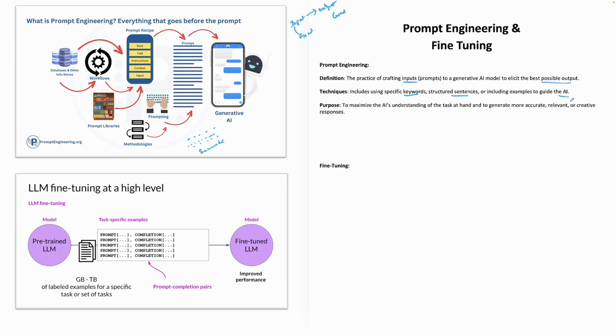So these are the various ways you can actually train your model. The purpose is to maximize the AI's understanding of the task and to generate more accurate, relevant, and creative responses. The AI system should be able to understand the prompt you're giving, process it, and then generate the human text for you. That is the complete purpose. So the generative AI should be more accurate and give you relevant and creative responses. In terms of adaptability, it requires an understanding of how the AI interprets different prompts and the ability to adjust them based on the desired outcome.